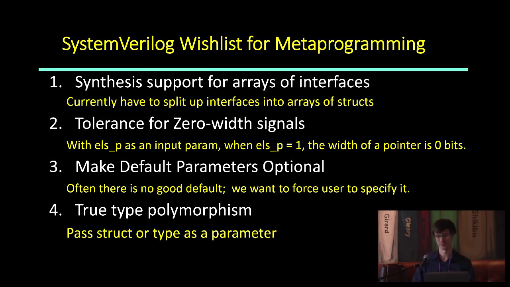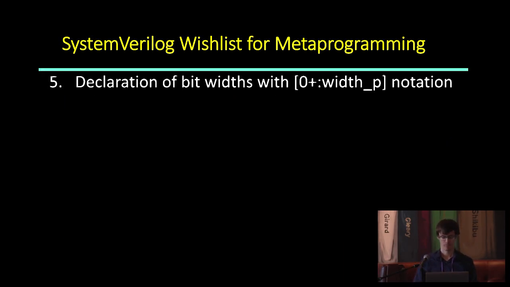True type polymorphism would be nice for this. This is good for containerization. If you have something like a FIFO that you want to pass a struct to, instead of passing a width, you can pass a struct, and then it can wrap this very nicely and spit it in and out.